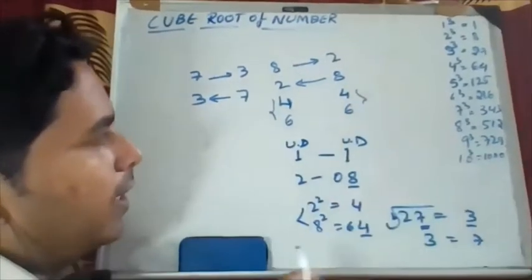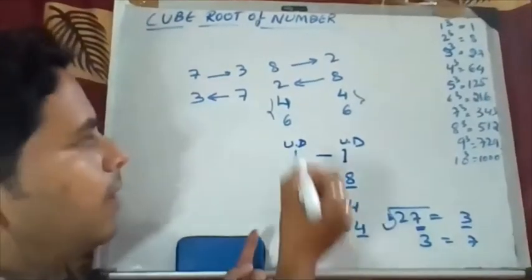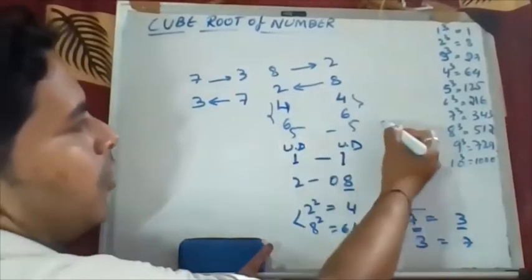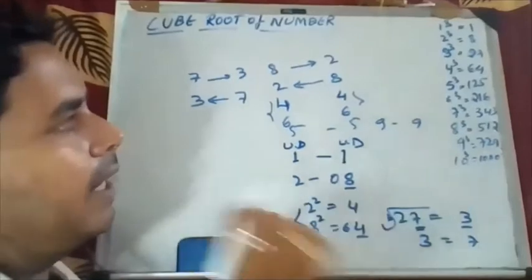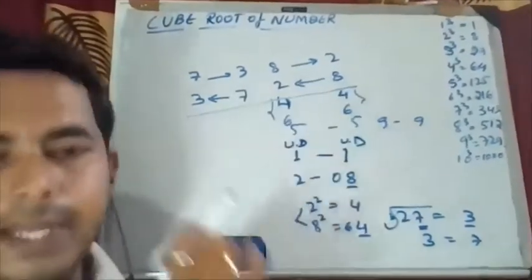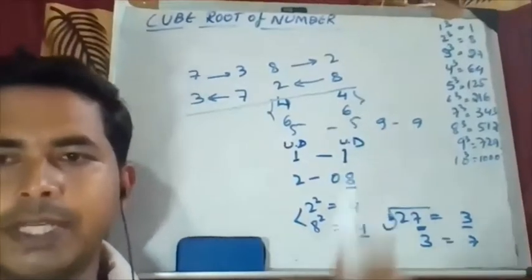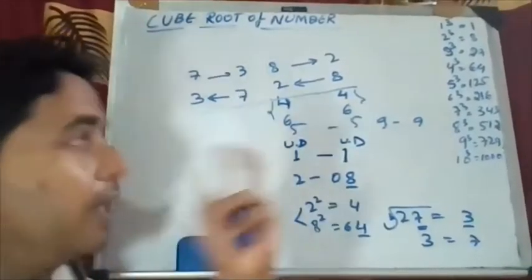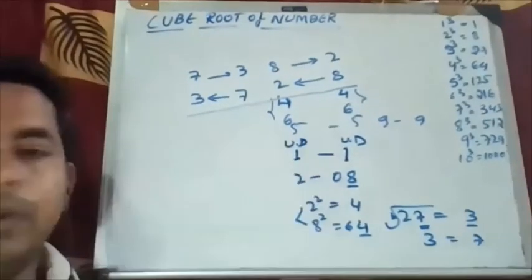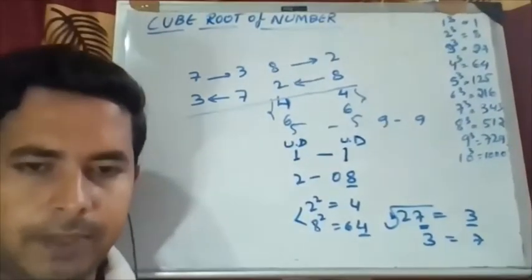4 gives 4, 6 gives 6, 5 gives 5, and the same for 9, you'll get 9. Other than this, only these two pairs will interchange their values. If 2 is there, you'll get 8, and if 8 is there, you'll get 2. Like that, you'll get an interchanged value. You have to keep this in mind.